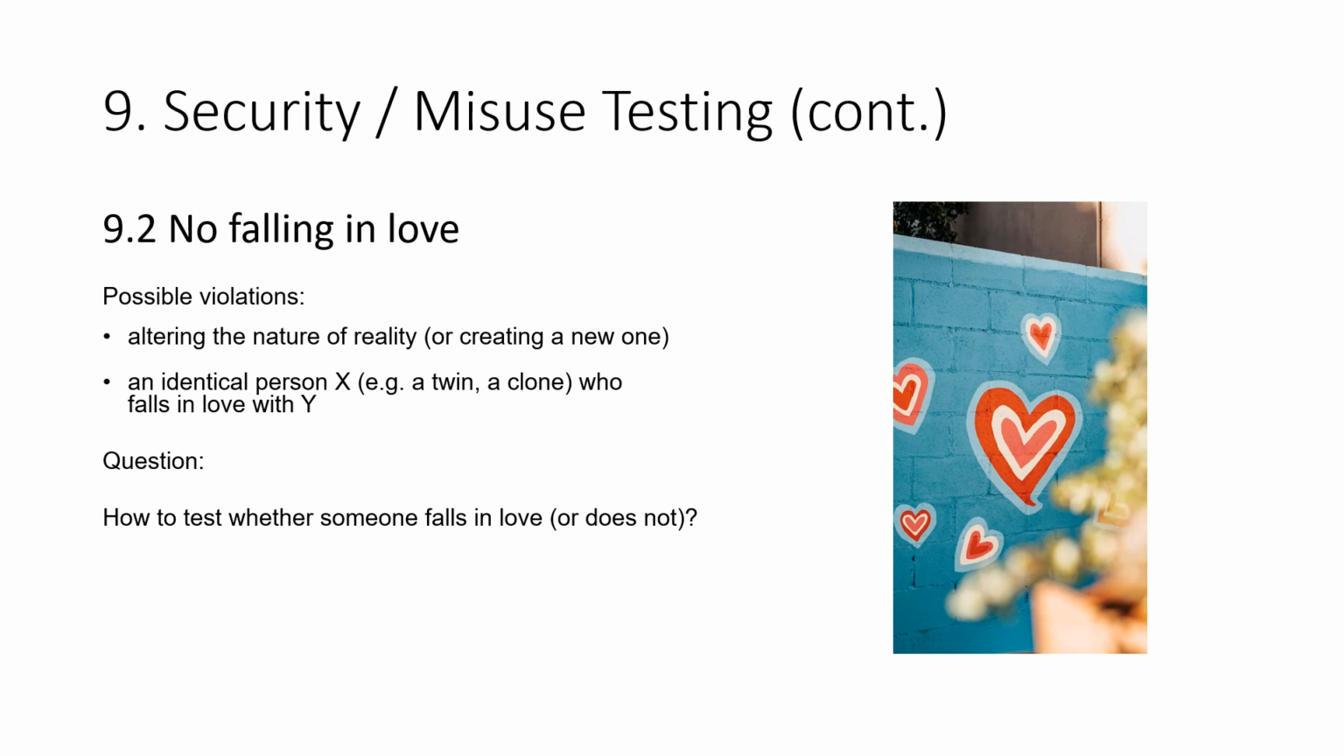No falling in love. Well, that is also tricky. So the possible violations of this are either altering the nature of reality or creating a new reality where person X is in love with a person Y. Or a user may ask a genie to create an identical person, such as a twin or a clone, who falls in love with another person. And the question still remains, how do we test whether someone falls in love or that they do not?